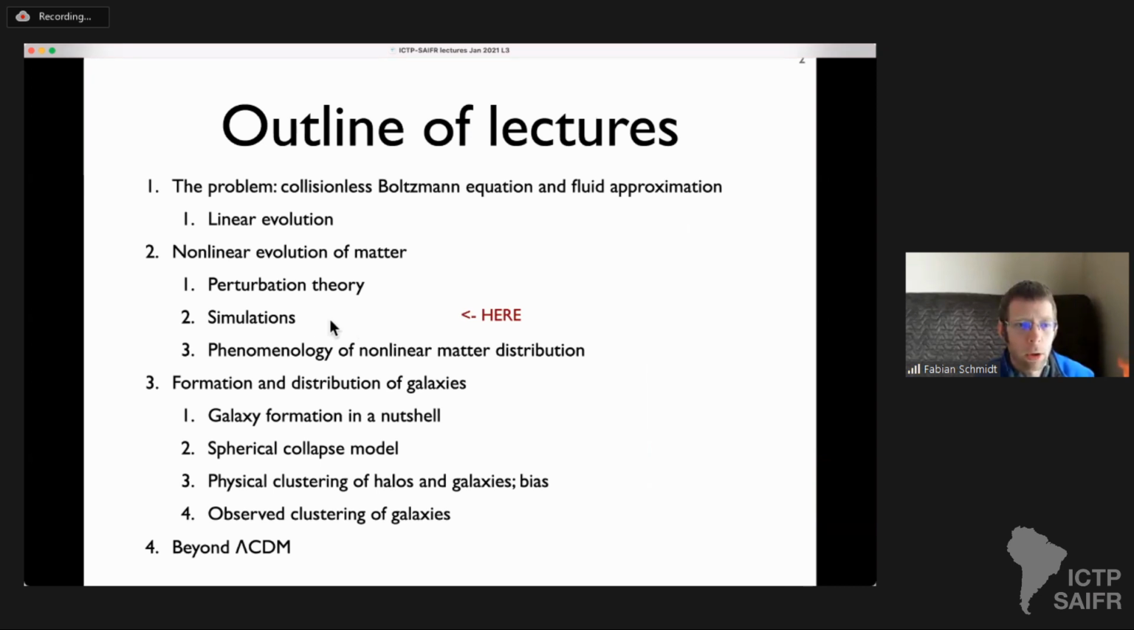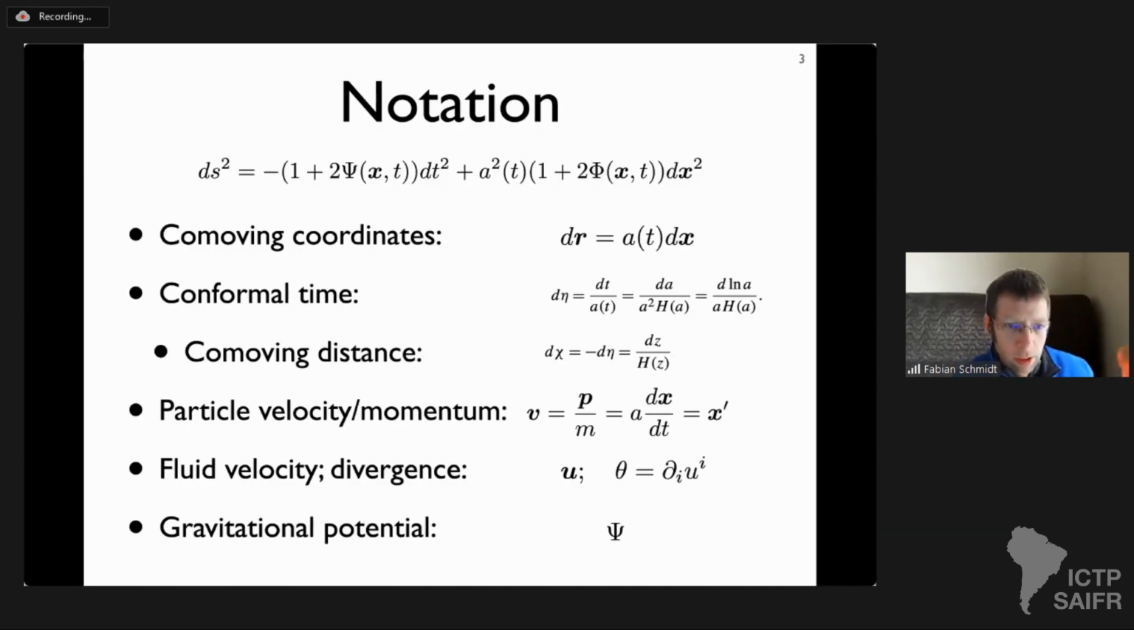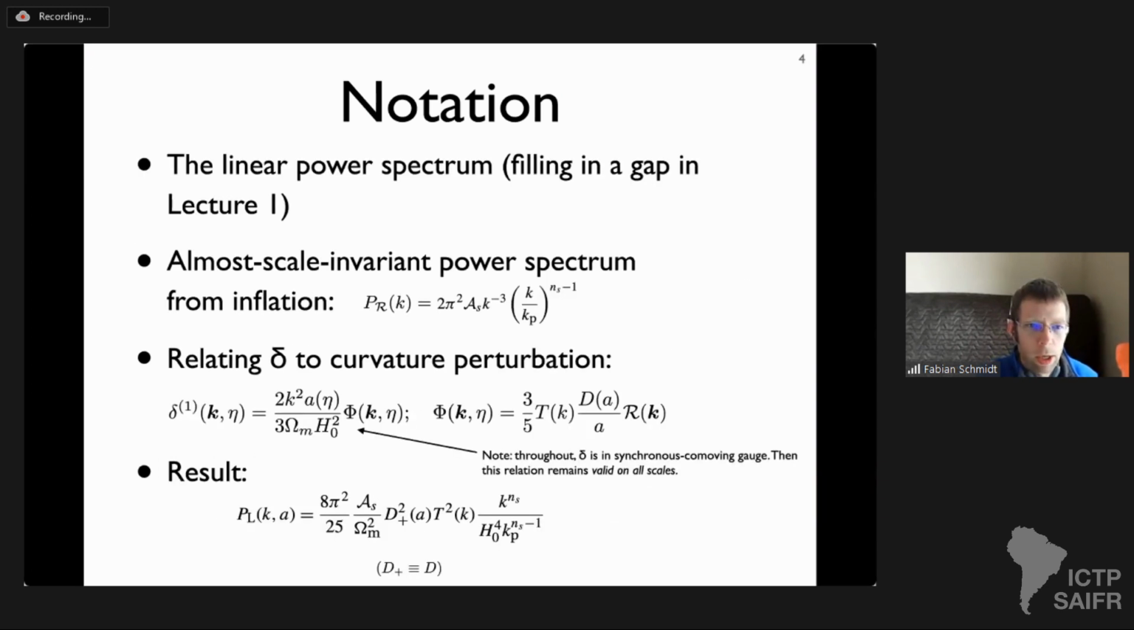Okay, so now we dealt with perturbation theory. Now we're here in the simulation section. Notation unchanged. One thing I wanted to add, because we had a question yesterday on the linear power spectrum that was an excellent question, and I think we have a bit of a gap here. So let me just introduce how we get to the linear power spectrum again.